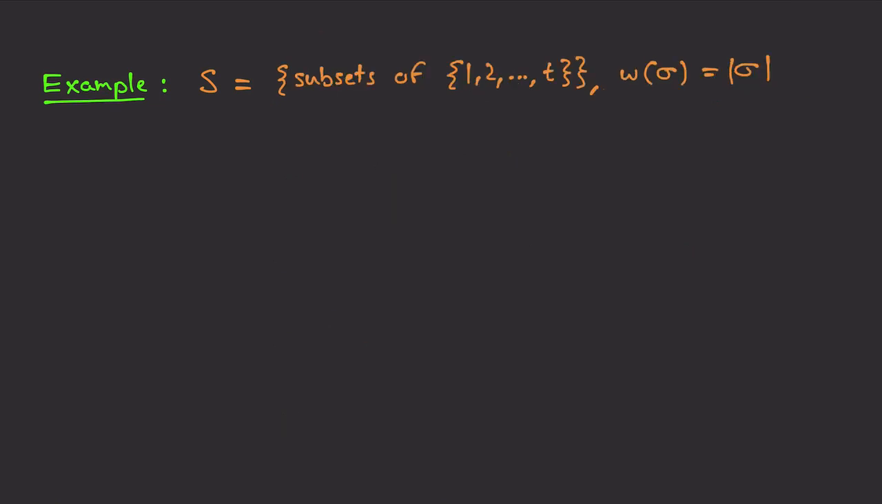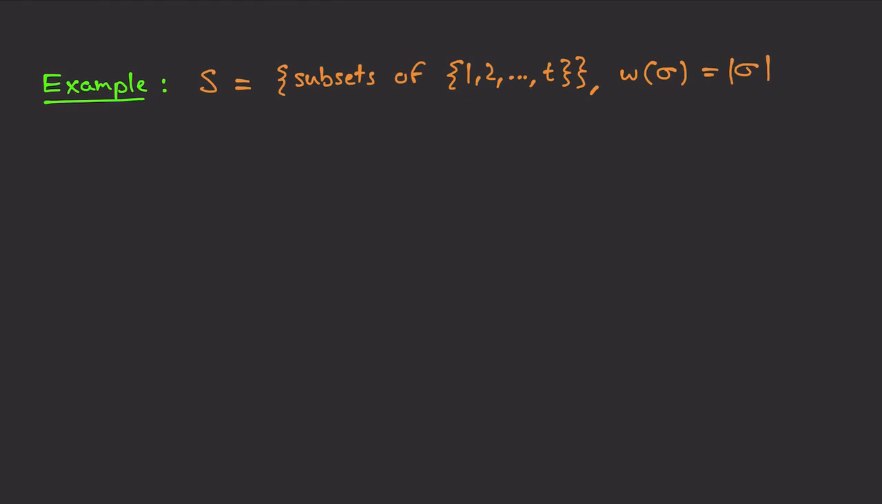Here's another nice example. Let S be the set of all subsets of 1 up to t, where t is some non-negative integer, and let the weight of each set in S be equal to the size of that set. You'll see a pattern in the kind of setup we're looking at here. Usually the set S will be a set of combinatorial objects of some type, whether they be sets, multisets, strings, or something else. Usually the weight function will be some notion of how big the objects in S are. This will be the length for strings, the size for sets, and so on.